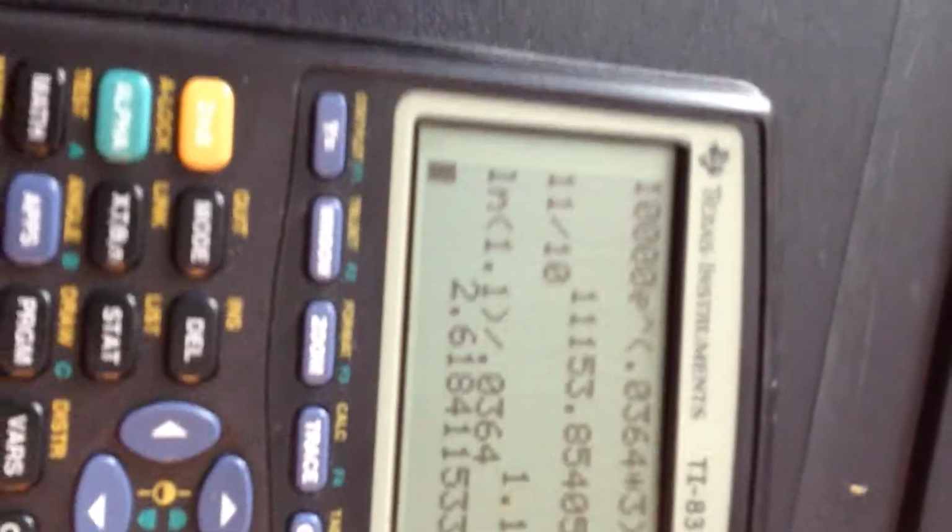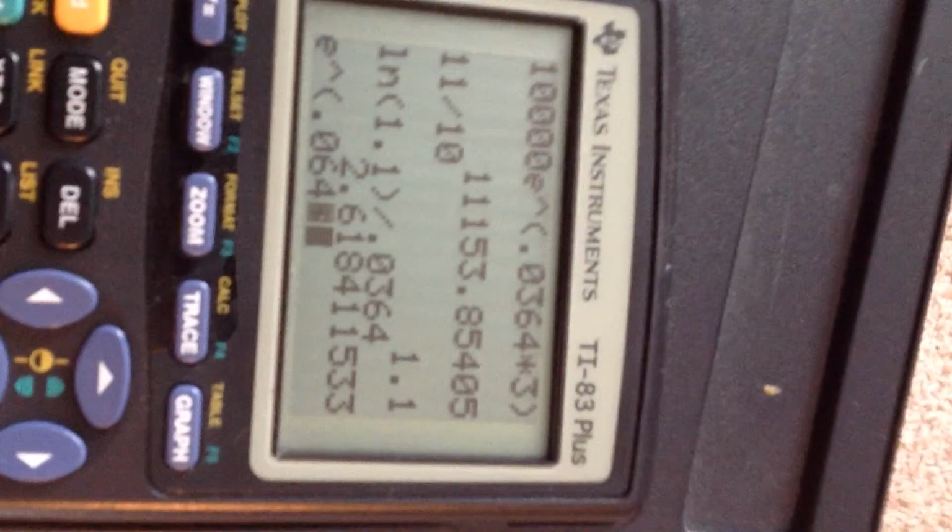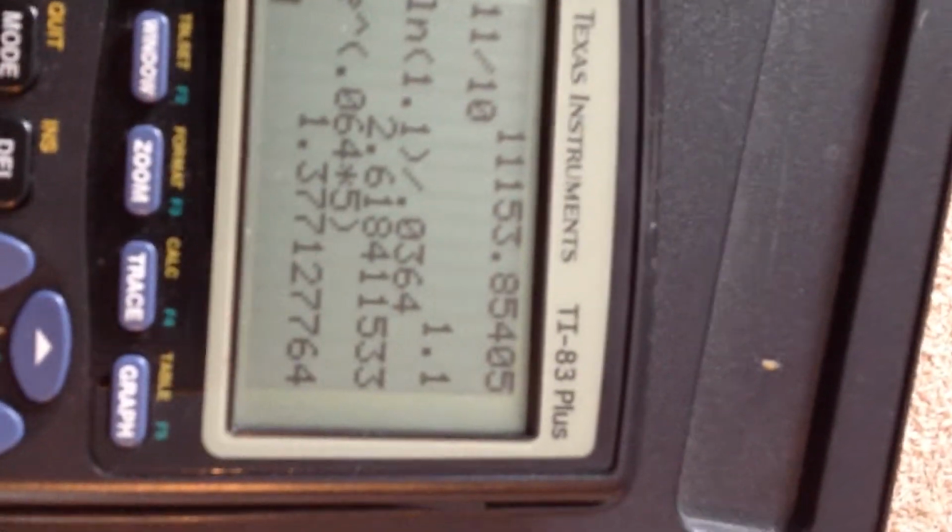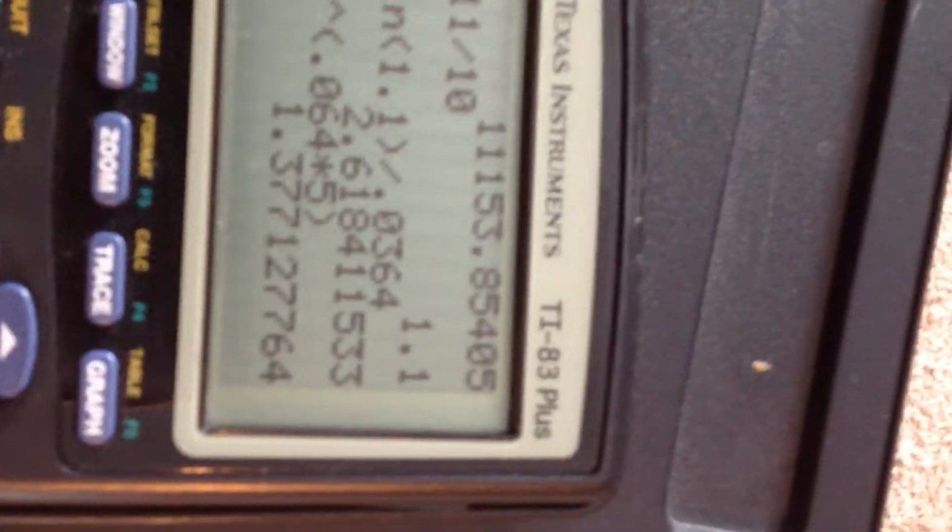So if I do that in my calculator, again I pull up that e function and I need it to be 0.064 times 5. That gives me 1.377127764. I've abbreviated it here, but in my calculator I'm going to do 50,000 divided by the second answer because it'll pull up that whole decimal. And I should get an answer of 36,307.45. So I should be willing to invest $36,307, and in 5 years I get payback of 50 grand.